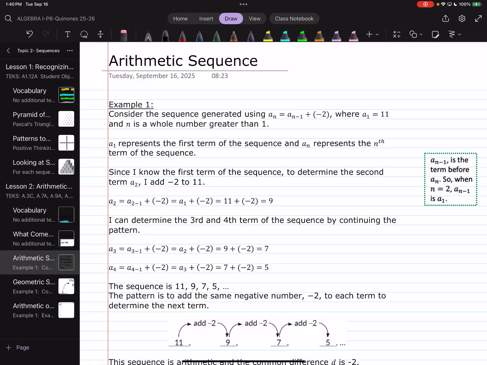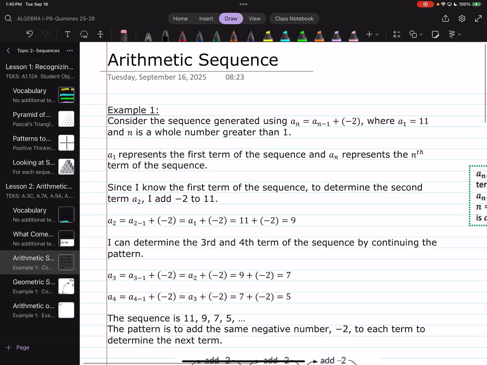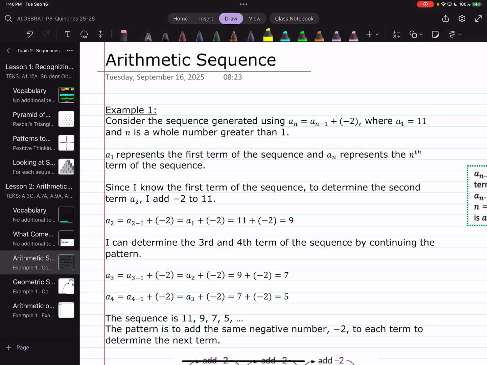So, for example, let's consider this. And the reason I'm going to go in depth is because this is going to help us in our next lesson. We're going to be using sequence notation, and you have to know what each thing represents. So in this case, consider this sequence. A sub n is any term in the sequence. That's what a sub n represents.